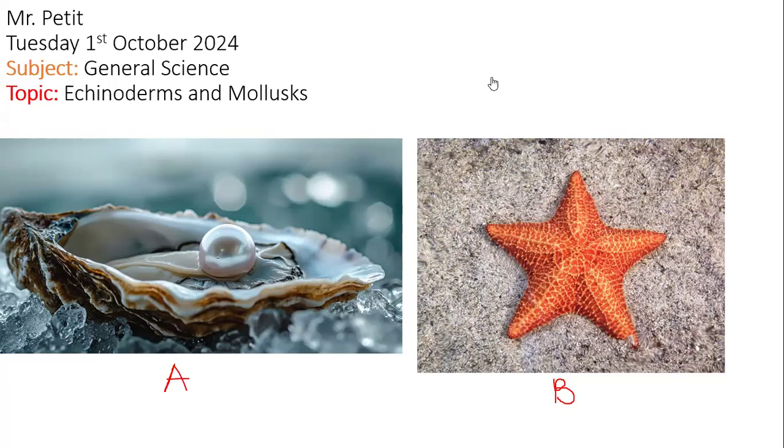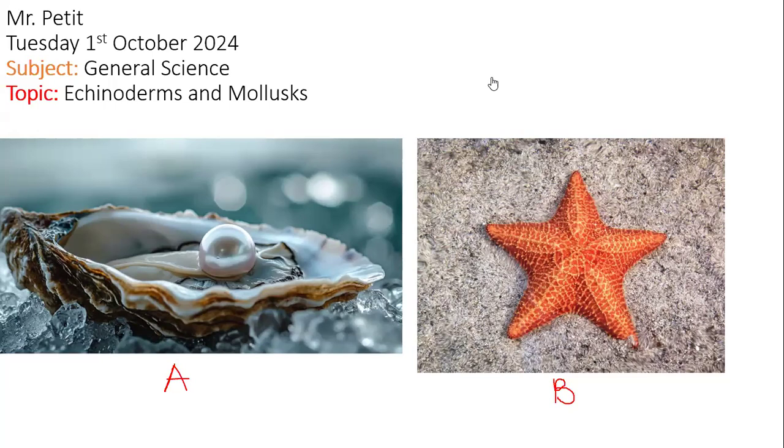Okay, so now for B. If you think B is a mollusk, put M. If you think B is an echinoderm, put E.